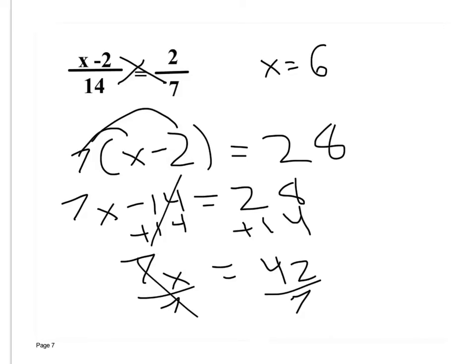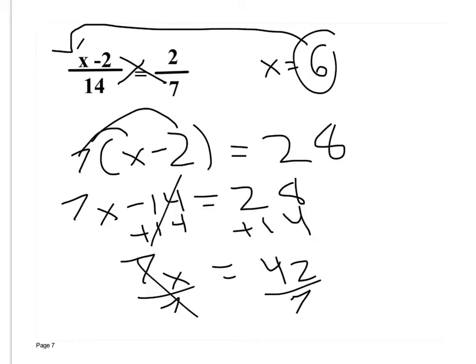We can check our answer. Plug 6 in here. What is 6 minus 2? 4. 4 over 14, is that equal to 2 over 7? Yes, it is. When they give you something like this, it is an equivalent expression, but they want you to figure out what x is. So there's not a yes or no on this.